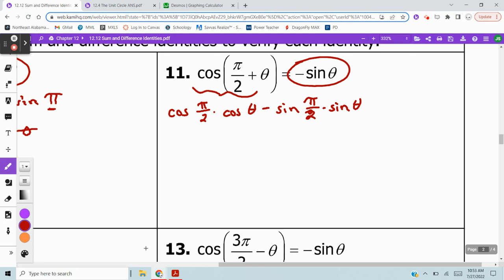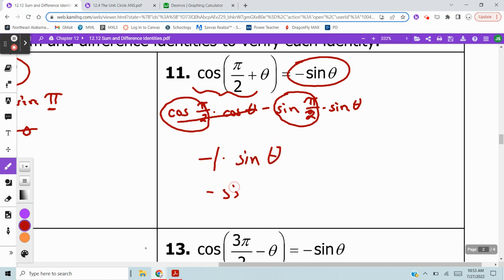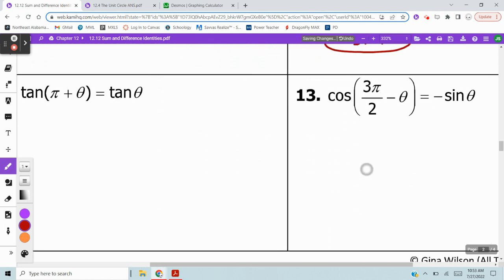Let's see. So the cosine of 90, again, the cosine of 90 is 0. So 0 times anything is 0. The sine of 90 is 1. So this is going to be negative 1 times the sine of theta, which is the negative sine of theta. So that matches up once again. There's your proof.